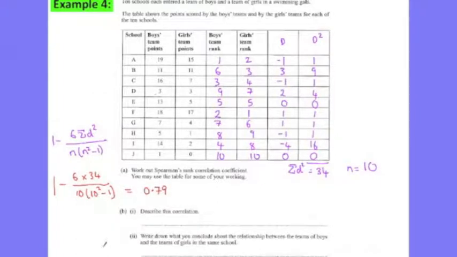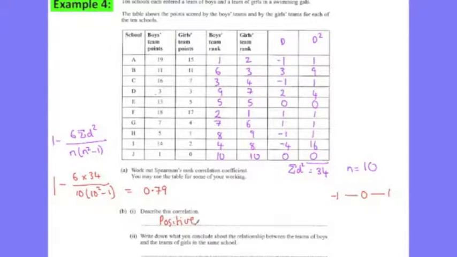And we're asked to describe this correlation. So this is interpreting what this is near to. Remember on our scale, -1 is negative correlation, 0 is zero correlation, and 1 is positive correlation. This number, 0.79, is closest to 1 here. So this will be a positive correlation.